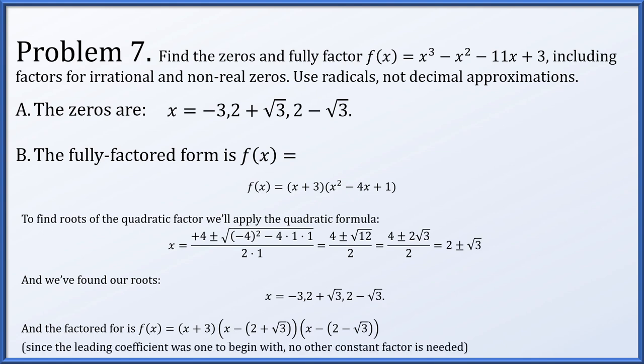This would have leading coefficient 1 if we distributed it, and our original polynomial had leading coefficient 1, so there is no constant factor that we need to find. So we have found our factored form.